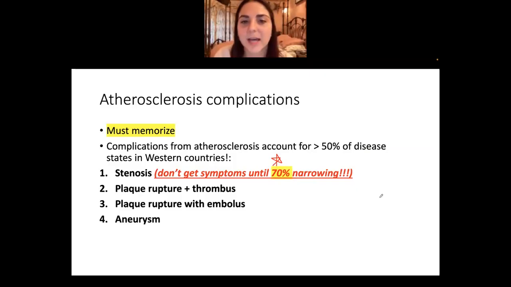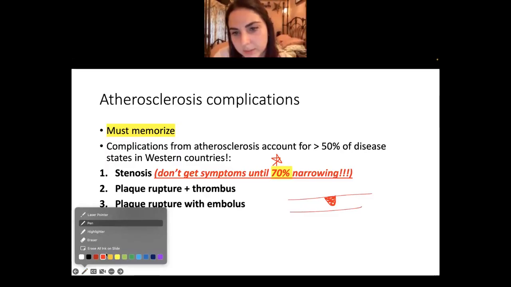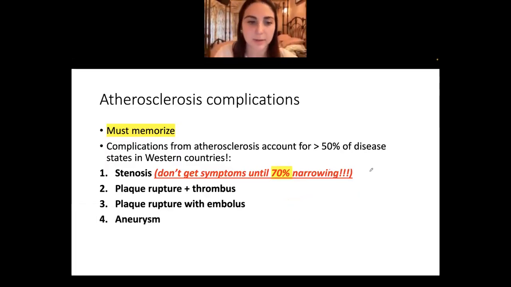This is a fun fact that you should know. It was on my exam 3 years ago. If you have just stenosis, so if you have a plaque, the vessel is going to get stenotic, and when do you start seeing symptoms from that stenosis? It's when you have 70% occlusion. That's why they usually say go to the hospital when you have chest pain, which would be a symptom of 70% narrowing. Don't wait until it gets to 100%, because that's when you die from a sudden heart attack.